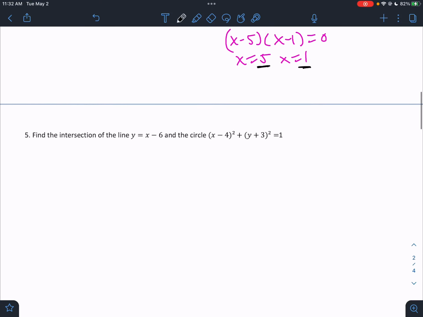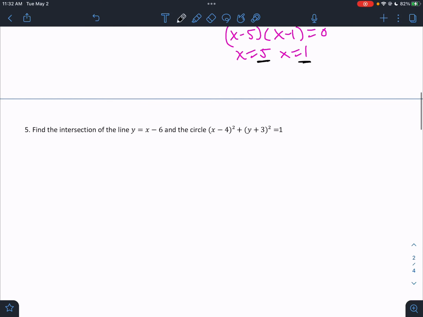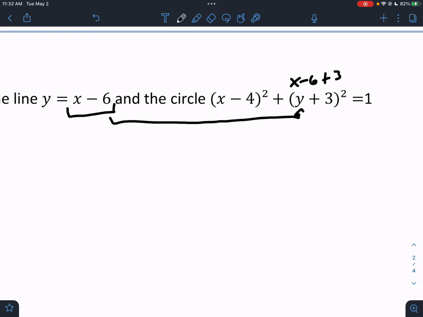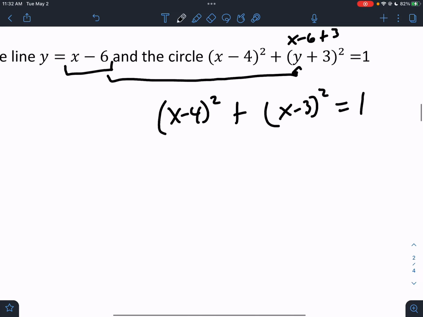I would love for you to try it without help. But we're going to do all the steps again. So hit pause and try it. But we're going to take this. We're going to plug it in for y. And that would be x minus 6 plus 3, which is x minus 3 squared. And we still have x minus 4 squared. Don't forget it equals 1.